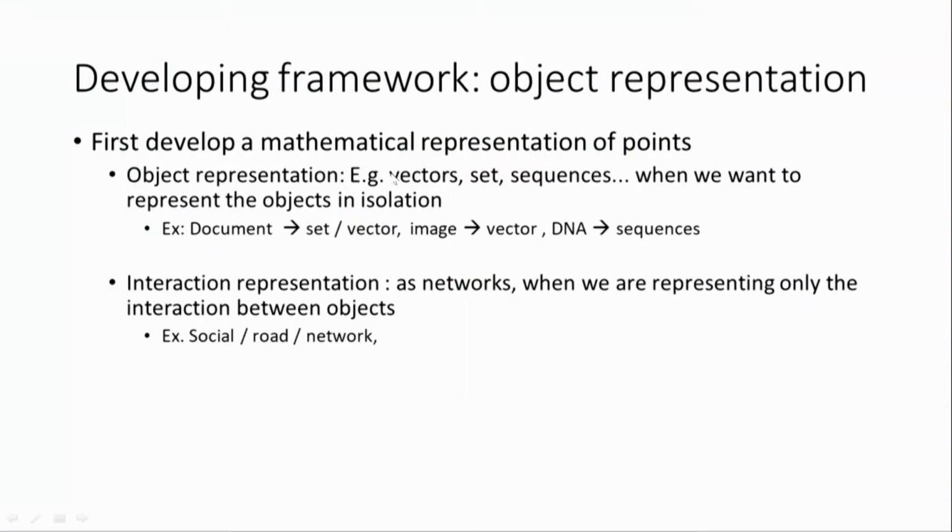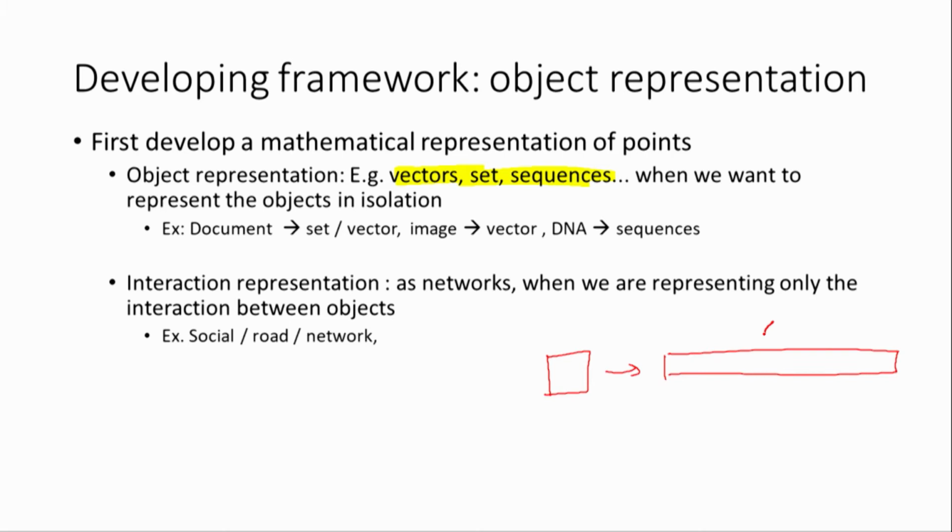And it turns out that there are many different possibilities that you could use. Right? So the object representation is not necessarily unique. You could potentially use a vector representation of an object, a set representation of an object, or a sequence representation of an object. And these are only 3 of the most obvious ones that I mentioned. Okay? So let's see examples.